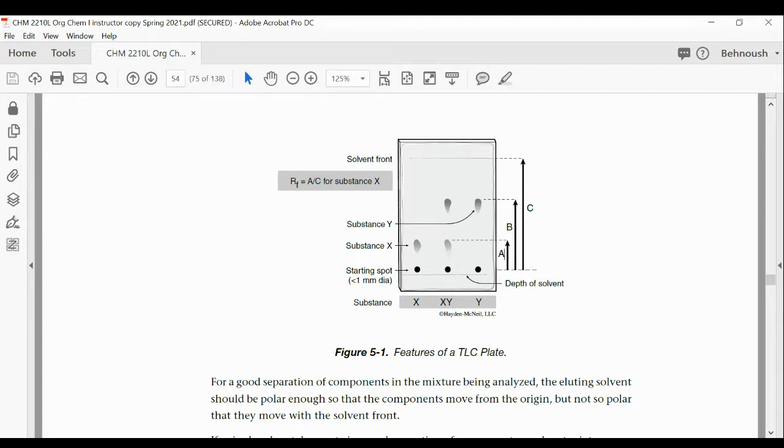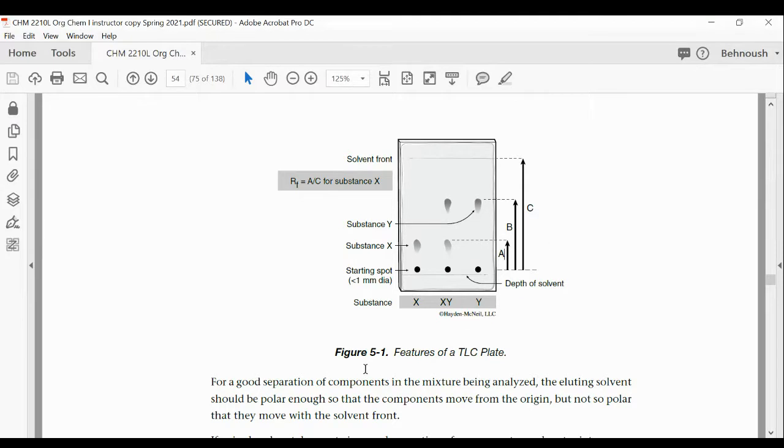You see, the separation must be vertical and horizontal. I mean, if the separation is not horizontal, and you don't have spaces between the spots, it's very hard to identify the compound. If they are not separated vertically, then you would also get the same RF. And if you get the same RF, that means the same compound, so your identification would be wrong.